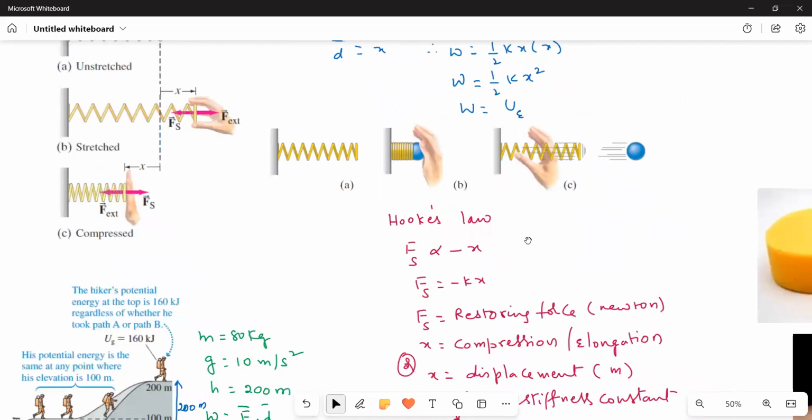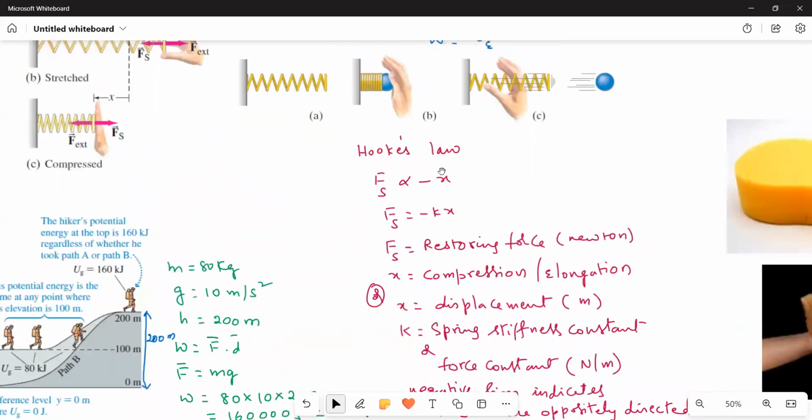It is nothing but an empirical formula given by the scientist Robert Hooke, and this is called Hooke's law. So F restoring is directly proportional to the displacement, but the restoring force and the displacement, or the compression or elongation, are oppositely directed. So the same thing I wrote.